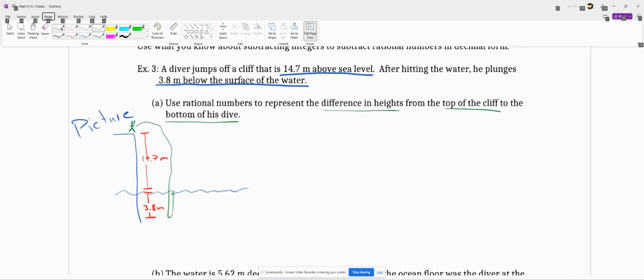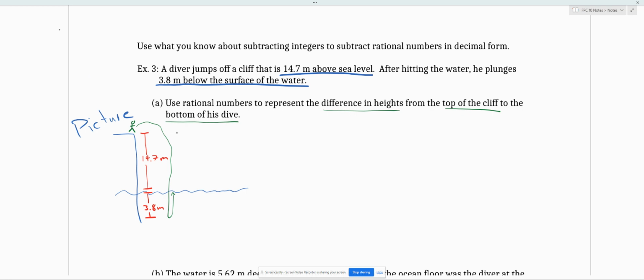So I want to get this value. Let's go to black. I want to know from the top of the cliff all the way down here, what is that distance? Well, we see now with this picture, it's pretty easy. I just need to take the 14.7 and add it to the 3.8.